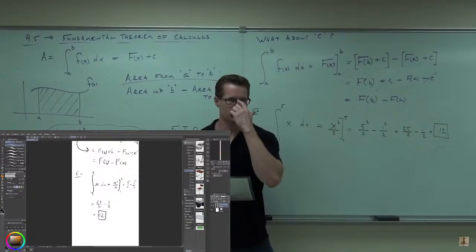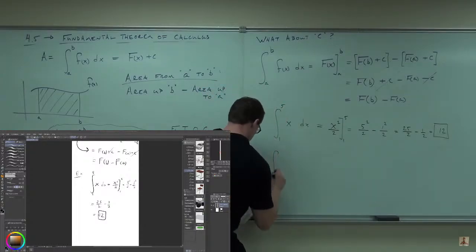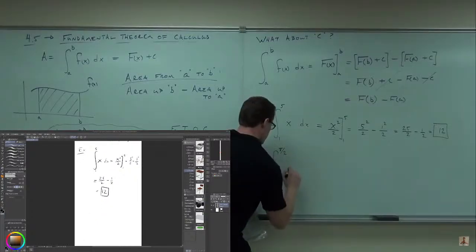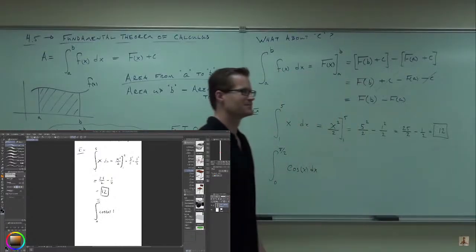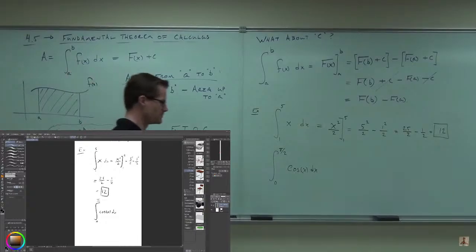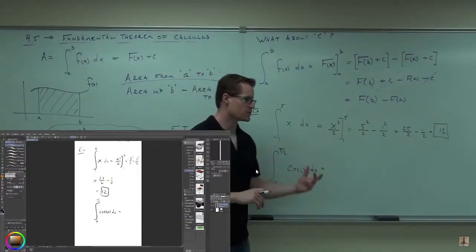Now, we needed something else, though, because when we get to things like this, a Riemann sum doesn't work all that nice for that. Maybe you'll do an integral with that. So this is also an area. It's an area from 0 to pi over 2 of cosine x.